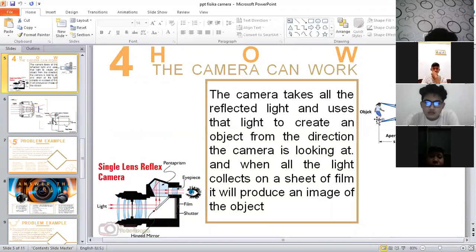Number 4, how the camera can work. The camera takes all the reflected light and uses that light to create an object from the direction the camera is looking at. And when all the light collects on a sheet of film, it will produce an image of the object.